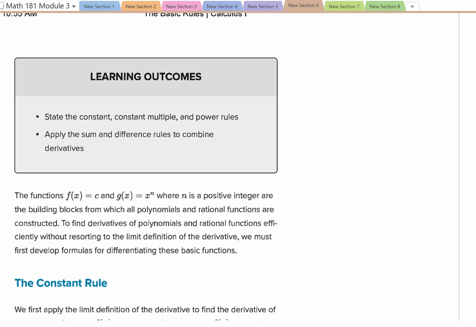Okay, the day has finally come. We are doing basic rules of derivatives. This is exciting for me, and I hope it's exciting for you as well. So we will do one part where we'll do some limits, and then we'll get into the rules. Okay, so learning outcomes: state the constant, constant multiple, and power rules. Apply the sum and difference rules to combine derivatives.